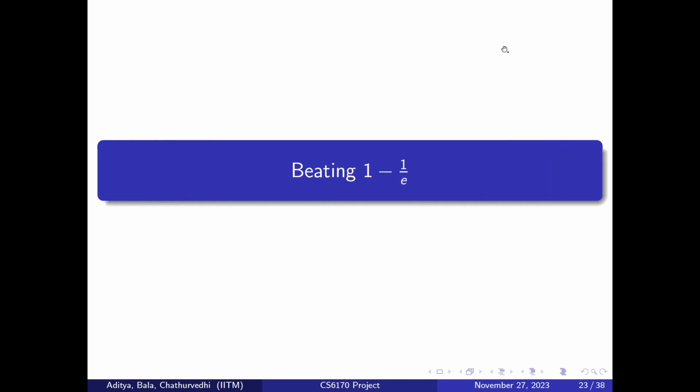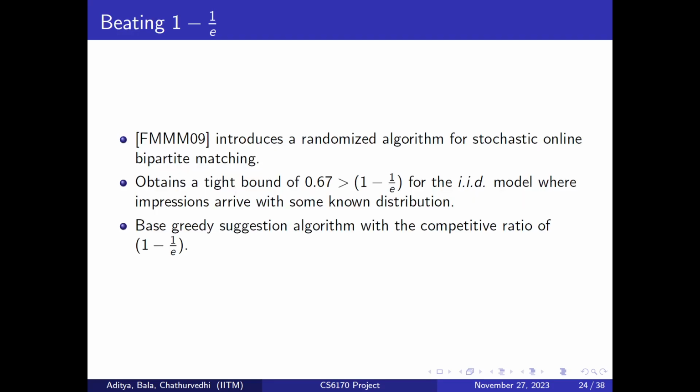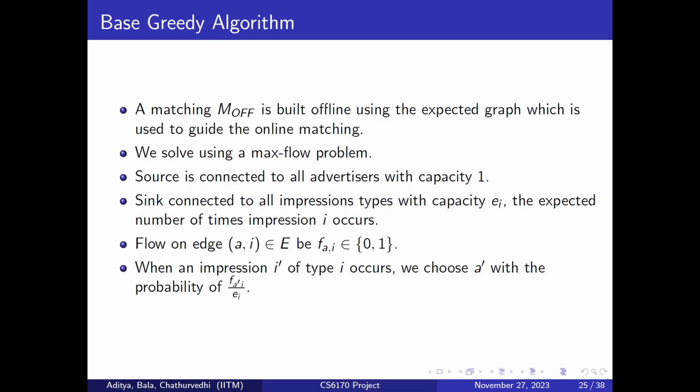I will be discussing two papers, starting with beating the 1 minus 1 by e competitive ratio. This paper introduces a randomized algorithm for stochastic bipartite matching, where impressions occur from some known distribution. We get a tight bound of 0.67 in this algorithm. We start off by seeing the suggested matching algorithm, and then we improve it further.